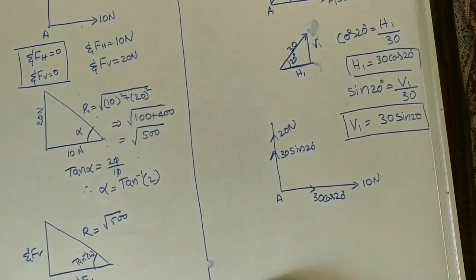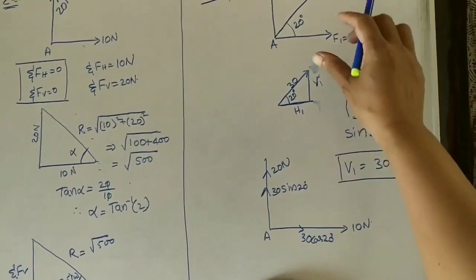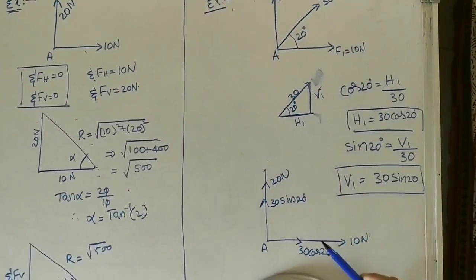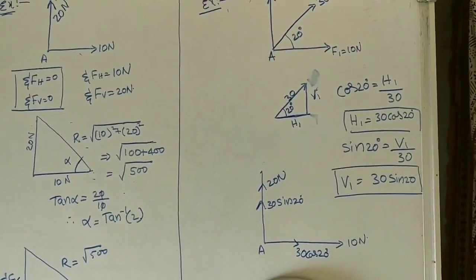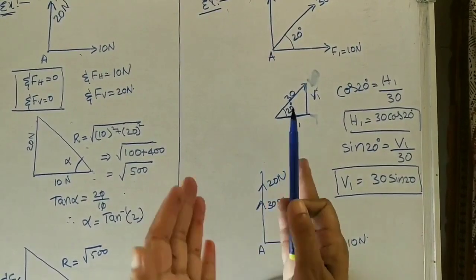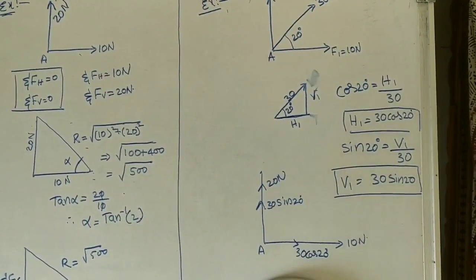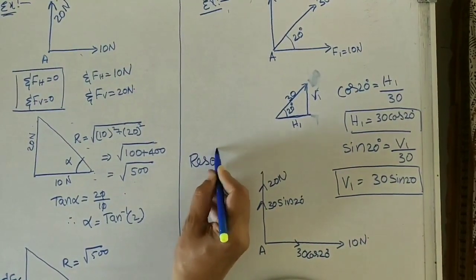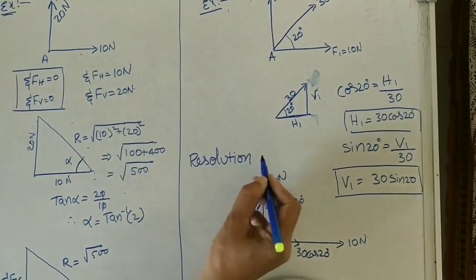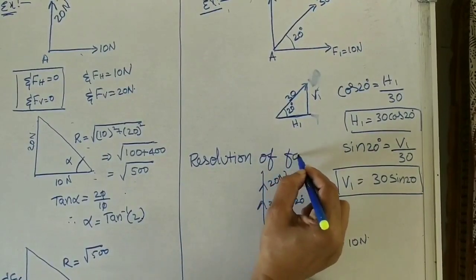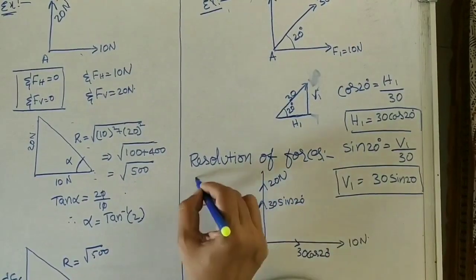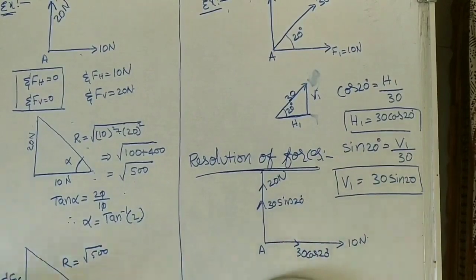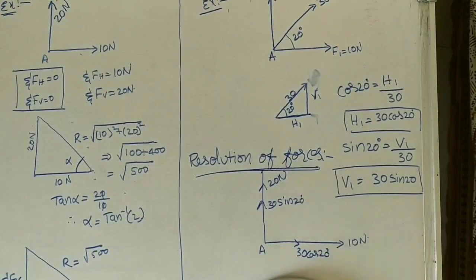So what we did here? We took this inclined force into 2 components, horizontal component and vertical component. Now we are dividing this into only horizontal and vertical components. This method is called resolution of forces. Resolution of forces means dividing the given inclined forces into horizontal components and vertical components.